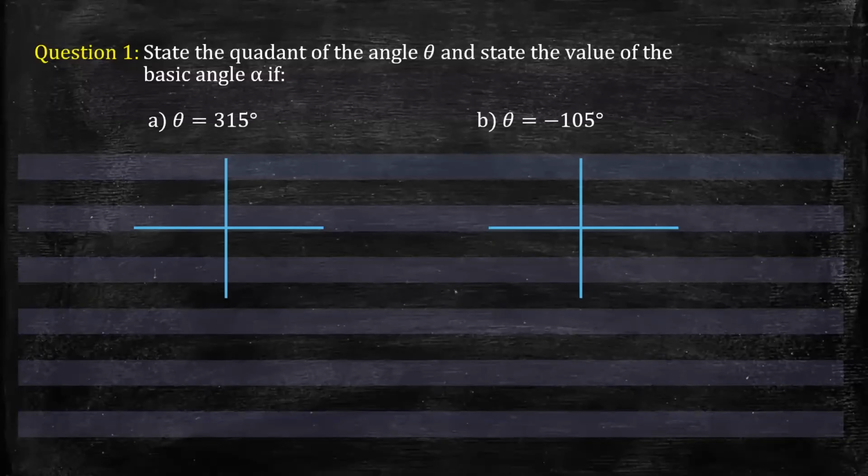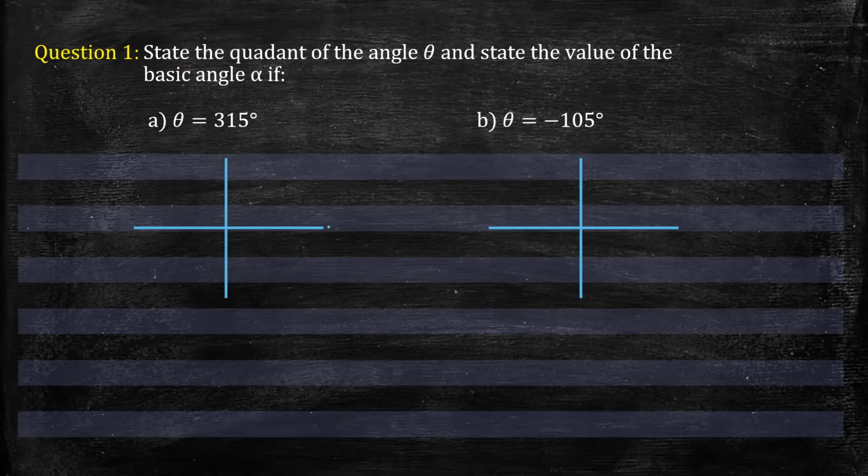In question 1, we want to state the quadrant of the angle theta and state the value of the basic angle alpha if, in question A, theta is 315 degrees, and question B, if theta is negative 105 degrees. So let's think about what angles are in our diagram.